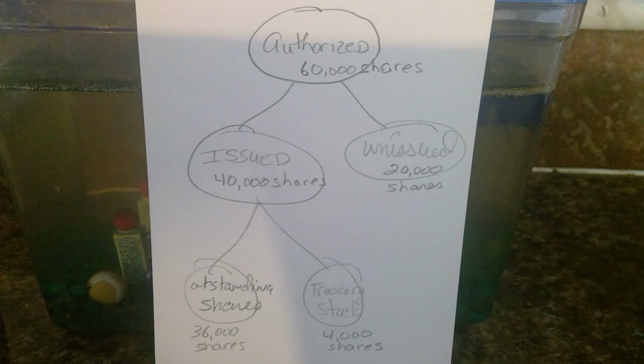Now, we will have situations the same way as we did with bonds payable, where you will have somebody who's paying for more than what the stock's par value is. You'll have the situation where somebody's paying less than what they said.